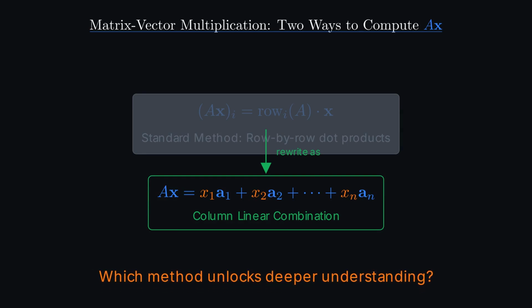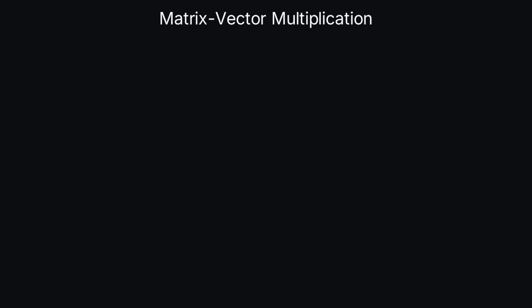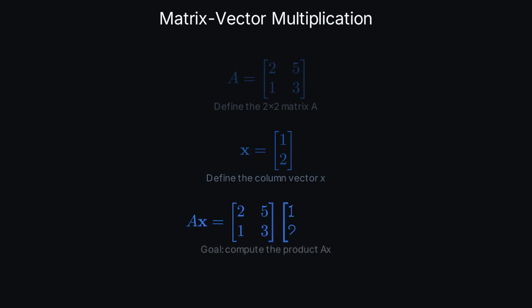By the end of this video, you'll see every matrix product differently, and it will change how you think about linear algebra. Let's start with a concrete example and compute it both ways. Take the matrix A with rows 2, 5, and 1, 3, so a 2 by 2 matrix, and the vector X with entries 1 and 2. Our goal is to compute the product A times X. We'll do it first the familiar way, then the better way.